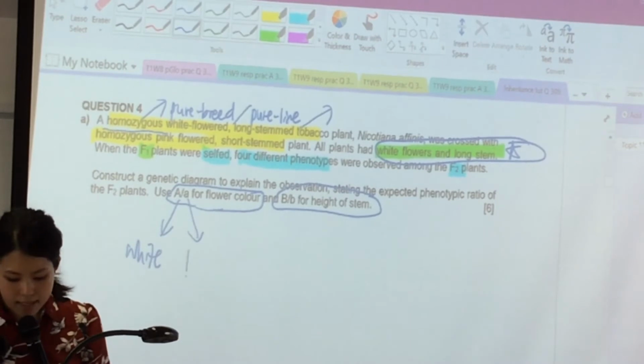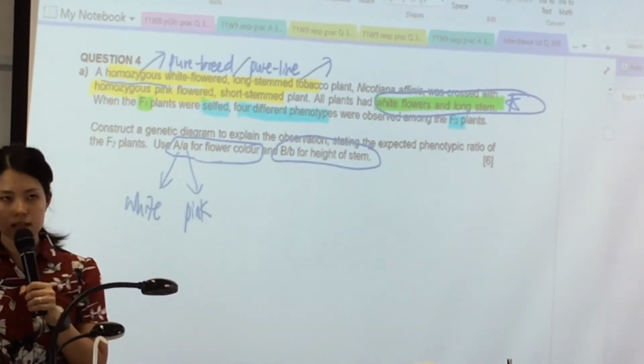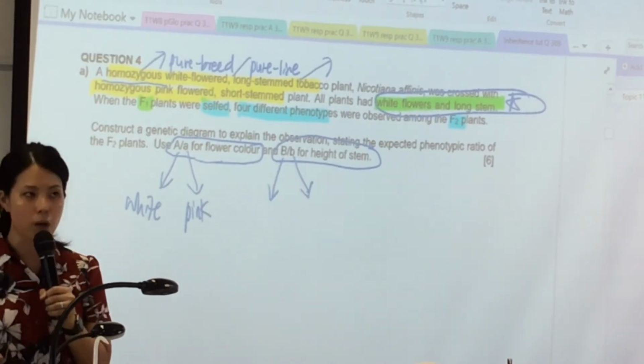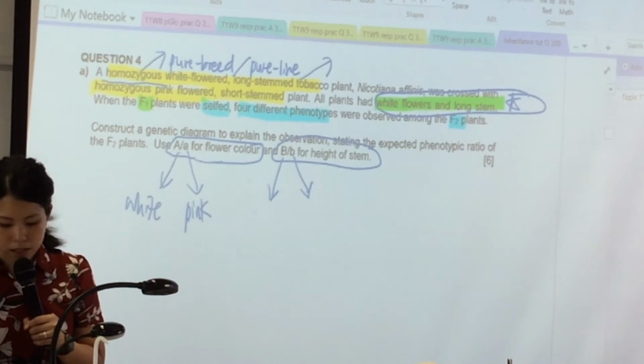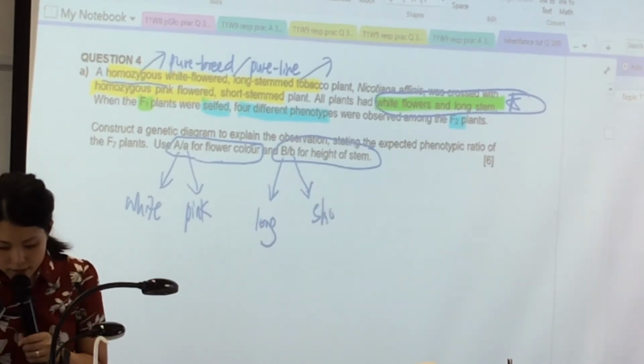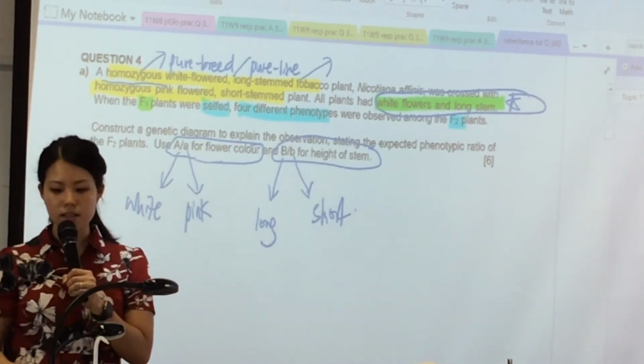Okay, so white is the dominant allele, big A, pink is the recessive allele, small a. Now for height of stem, big B and small b. Big B has to be long stem, right? And what is it? Short. Short stem is small b. Okay, so that's how you figure out the dominant and the recessive allele.